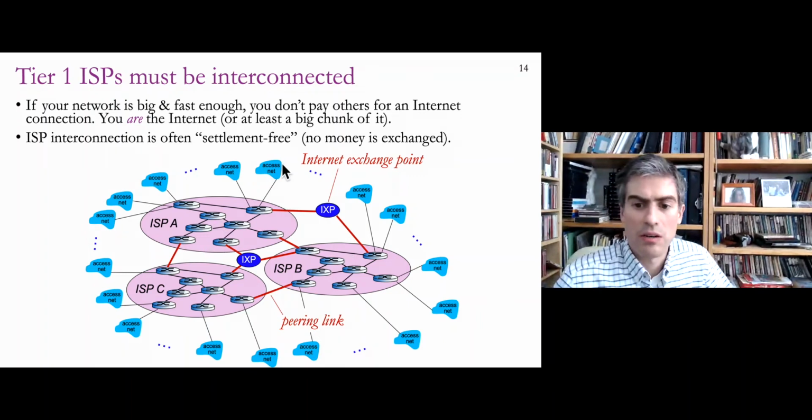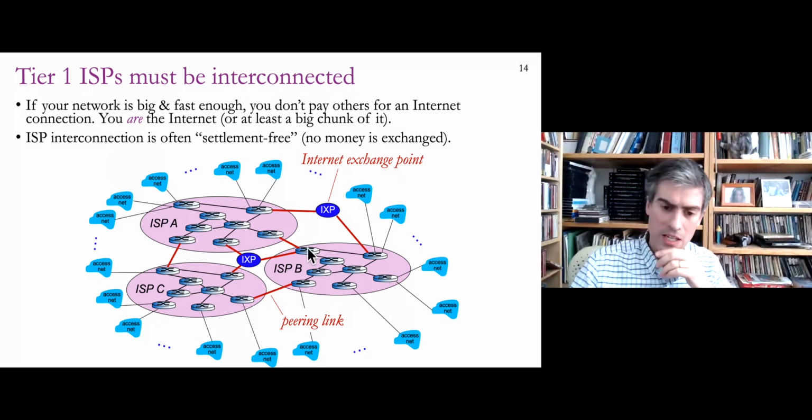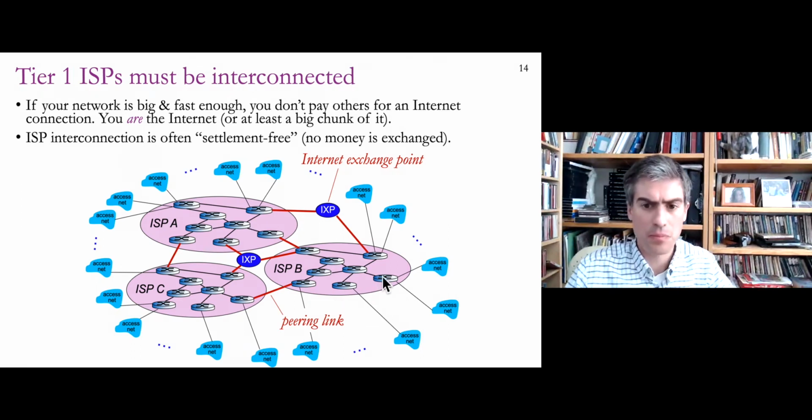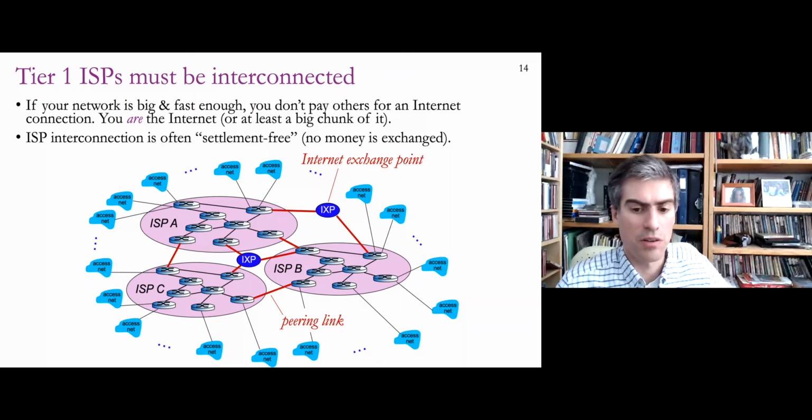And the reason they don't pay each other is because they're so big that by providing interconnection, they're not just sending traffic, but they're also receiving traffic. So in some sense, each of these companies, each of these Tier 1 ISPs, A, B, and C, are like they are a big part of the internet. So when a connection is made here, it's like making the internet stronger instead of providing one organization or company with access to the broader internet.